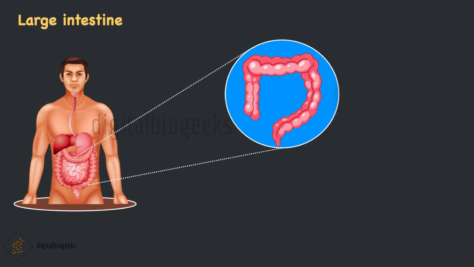From the small intestine, the undigested food reaches the large intestine. The large intestine is wider than the small intestine, but it is shorter. Its length is about 1.5 meters. The large intestine absorbs water and some salts from the undigested food. The remaining undigested food passes into the rectum and is removed through the anus from time to time. This process is called egestion.